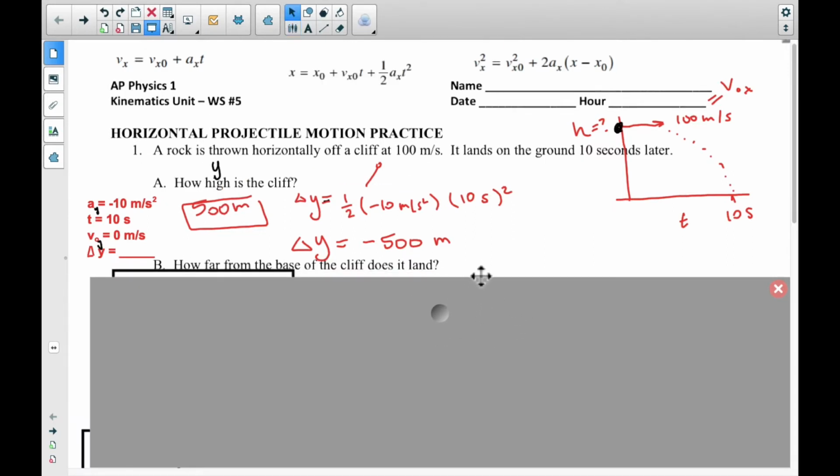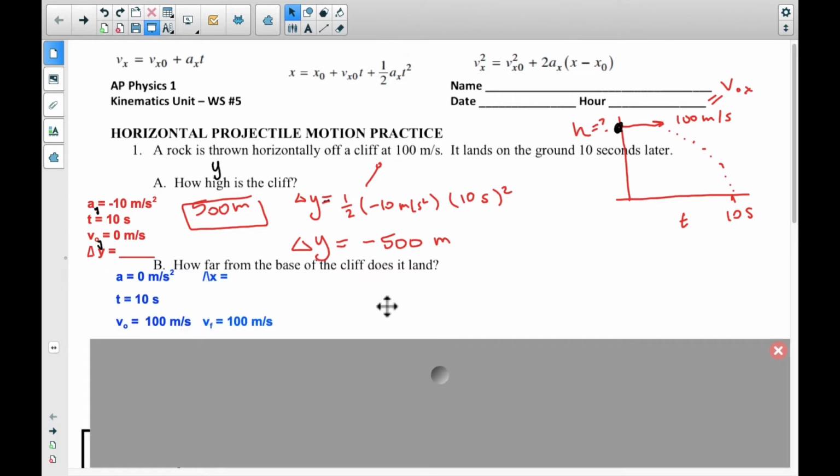How far from the base of the cliff does it land? Okay, now we actually do want that distance over here. Instead of time, we're needing to figure out the distance. Well, how are we going to figure that out? Let's go back to our variables and see what we have. Now, one thing is this time we're dealing with x's. How far from the base? We're talking about the x direction.